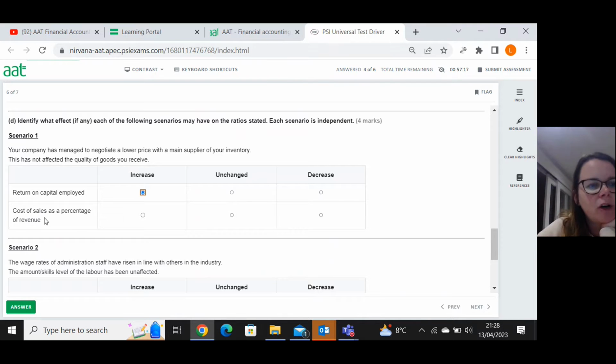What will happen to my cost of sales relative to my revenue? Well, I'm now going to be spending less on my cost of sales. My revenue will still be the same. So my cost of sales as a percentage of revenue will have decreased.